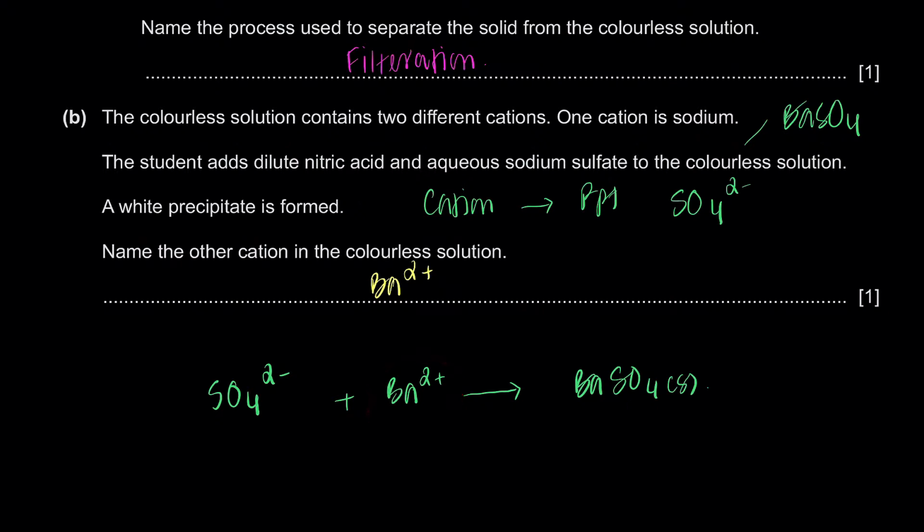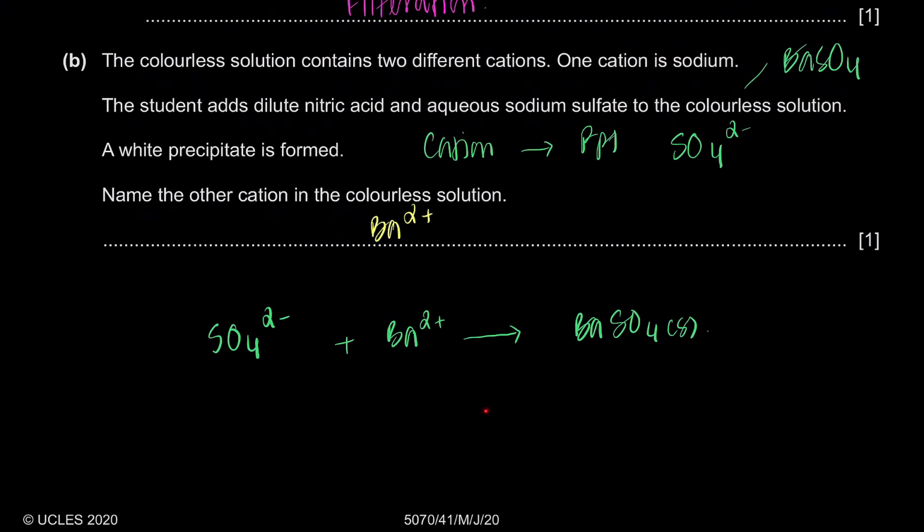So normally what you'll see is barium is added to a solution and a precipitate is formed. What is the anion present? And you say, oh, it's the sulfate ion, right? This time around, they've given you the sulfate ion, knowing fully well, okay, it's only the barium ion it reacts with to form the precipitate, right? I hope that makes sense, but I'll move on now.